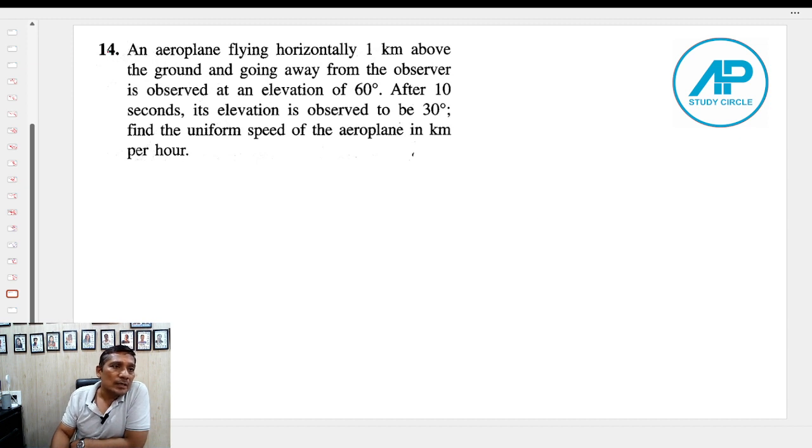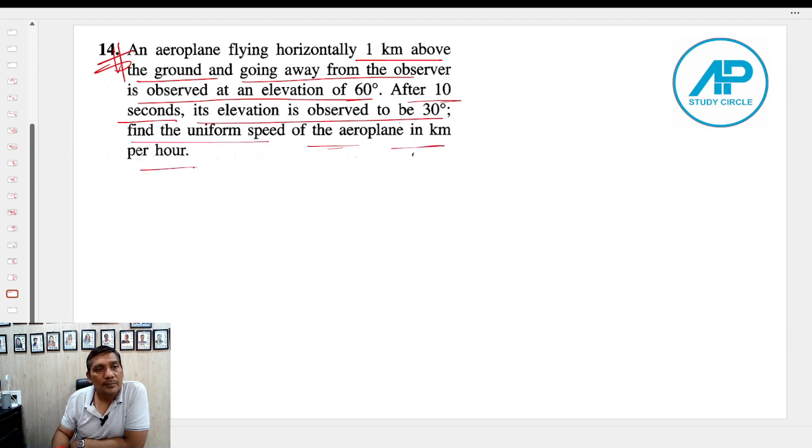Now it's a different question, important also. So that is the question. An aeroplane flying horizontally 1 kilometer above the ground and going away from the observer is observed at elevation of 60 degrees. After 10 seconds, its elevation is observed to be 30 degree. Find the uniform speed of an aeroplane in kilometer per hour.